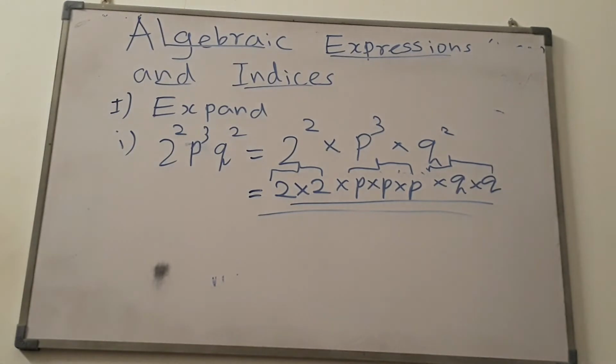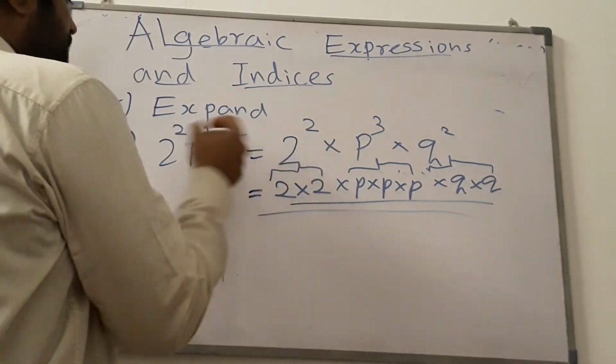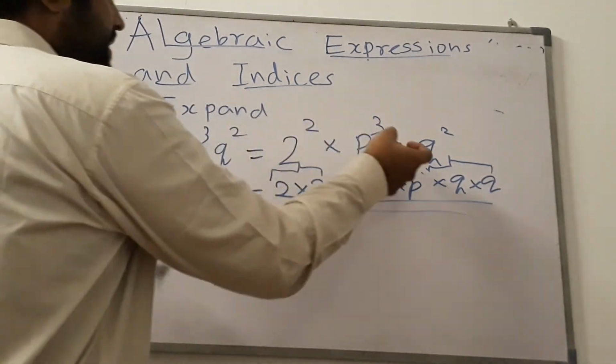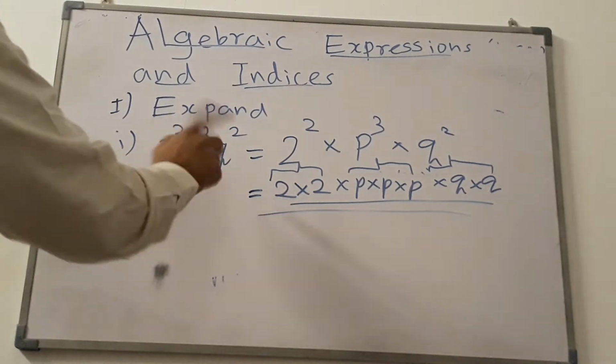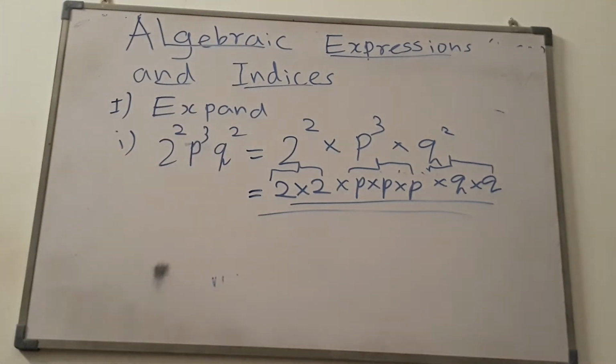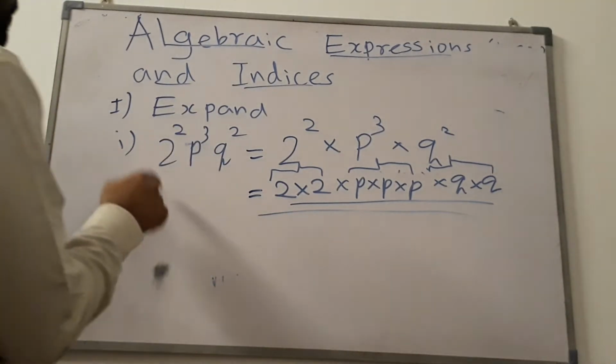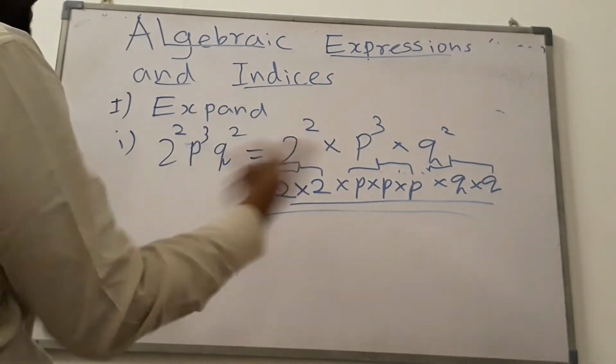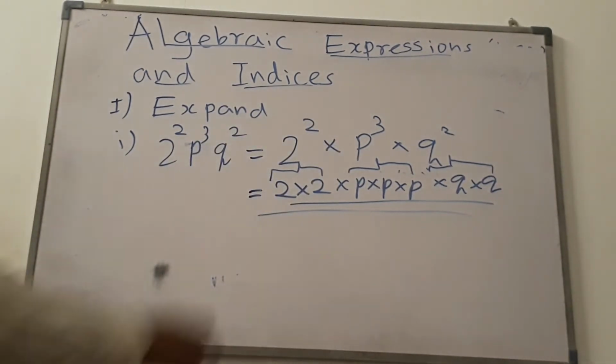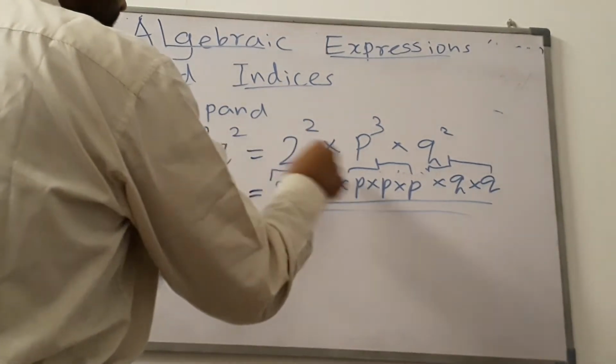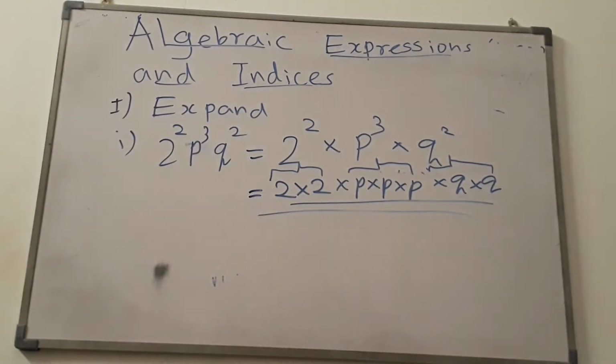2 to the power 2, p to the power 3, q to the power 2 together can be expanded like this: 2 to the power 2 times p to the power 3 times q to the power 2. We can separate in that fashion, and after we separate this, we can expand it. Keep it in mind.